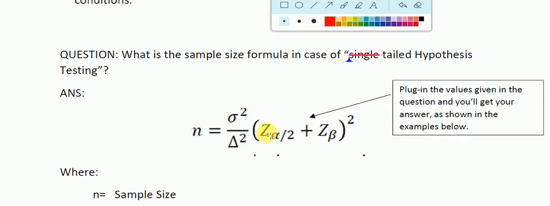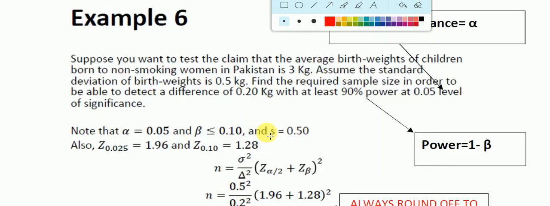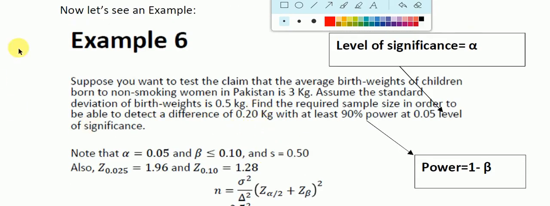But over here in this example we used two-tailed hypothesis testing. Basically, suppose you want to test the claim that the average birth weight of children born to non-smoking women in Pakistan is 3 kg. So we are testing this claim. This claim is made by the government of Pakistan, that the average birth weight is 3 kg for the children of non-smoking women.